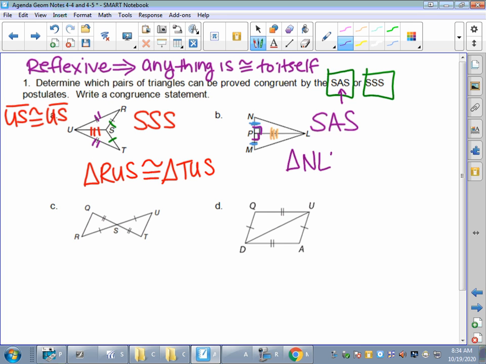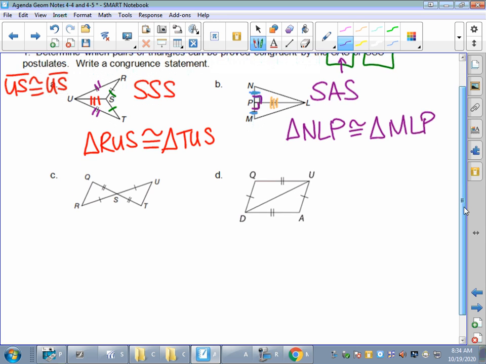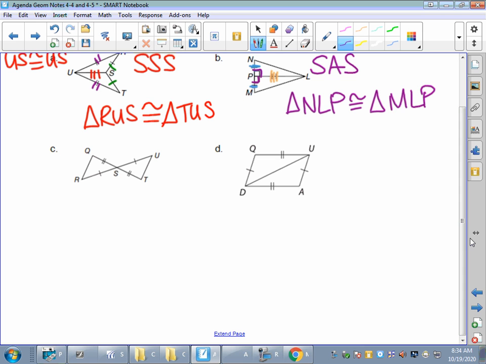If I name the first one NLP, how would you name the second one? Looks like MLP. I want to make sure we talk about C and D. We don't need to talk about everything, but I want to make sure I mention these ones because we need to make sure that you see what it is that we're looking for. Because remember how old stuff keeps coming around, right?